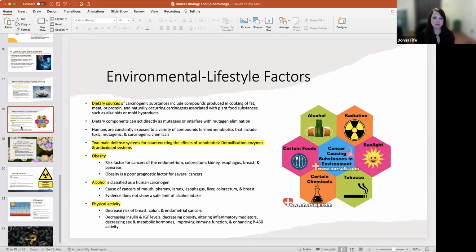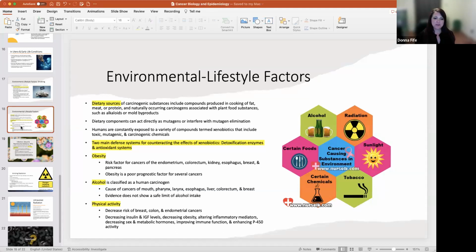Obesity is a risk factor for cancer, in particular of the endometrium, colorectal cancer, kidney, esophagus, breast, and pancreas. And obesity is also a poor prognostic factor for several different cancers. Alcohol is considered to be a human carcinogen. It causes cancers of the mouth, pharynx, larynx, esophagus, liver, colorectum, and breast. And there's no evidence that shows any safe limit of alcohol intake.